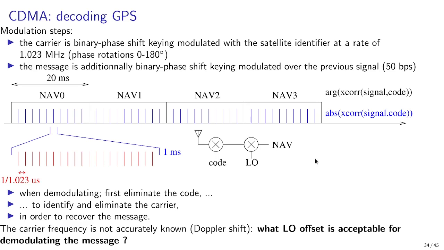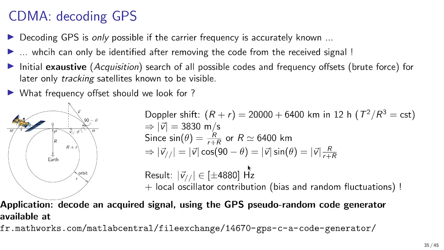So we end up having this scheme where the 20 millisecond navigation message, which is the 50 bit per second bit length, includes 20 copies of a correlation peak of the Gold code, and this code can only accumulate energy if the local oscillator has been compensated for. So what are the ranges of frequency that must be compensated for?